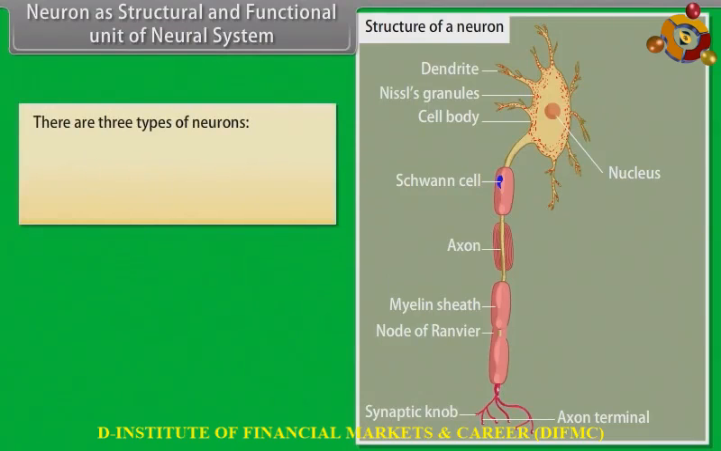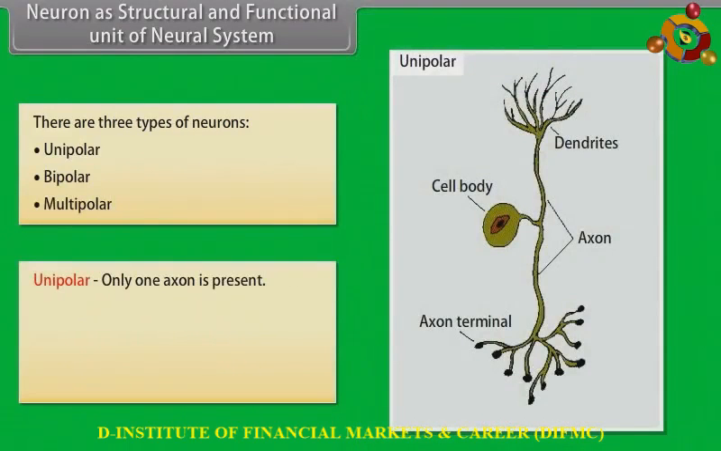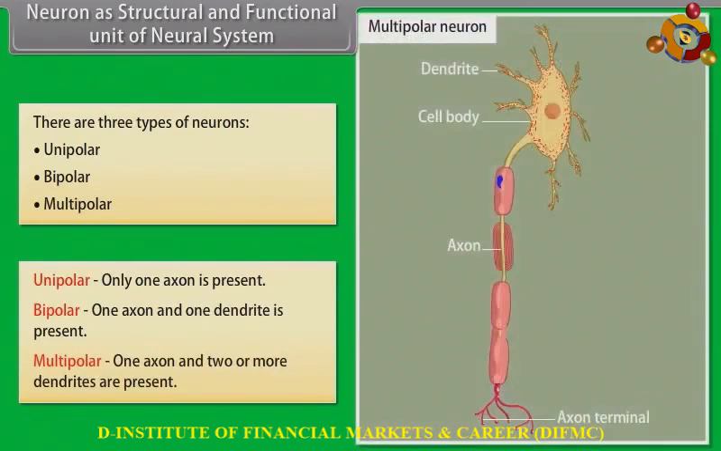There are three types of neurons. They are unipolar, bipolar and multipolar. Unipolar, only one axon is present. Bipolar, one axon and one dendrite is present. Multipolar, one axon and two or more dendrites are present.